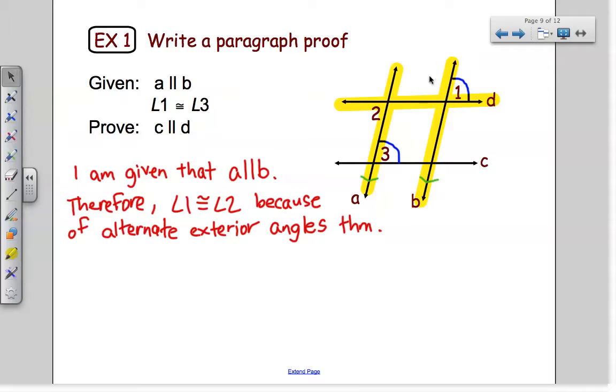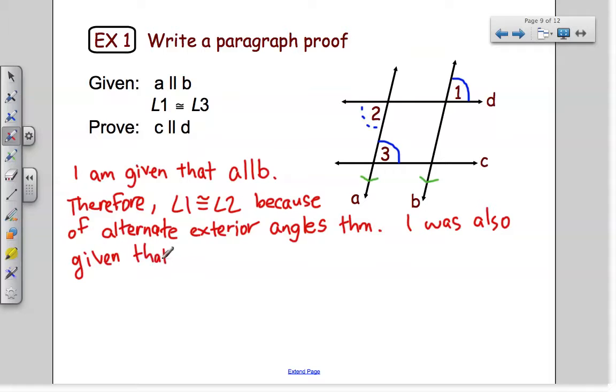Okay. Let me get rid of these highlights here. Well, what else? Oh, you know what? I have another given. I knew 1 and 2 now because of the alternate exterior angles theorem. And I'm going to put just a dotted line. I know 2 and 1 are congruent now. I just want to mark that because it wasn't given. And I've got to list my other given. I was also given that angle 1 is congruent to angle 3. This would be my statement. My reason is given here.